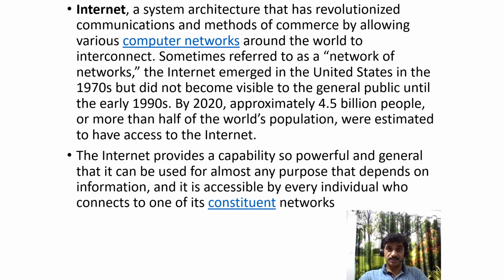It's a system architecture, sometimes referred to as a network of networks. This is the definition of internet. It is a network of networks. The internet emerged in the United States in the 1970s, but did not become visible to the general public until the early 1990s. But by 2020, approximately half of the world population, maybe around 4.5 billion people or more than that, are using this internet facility.